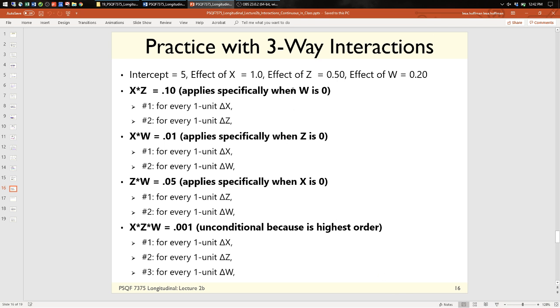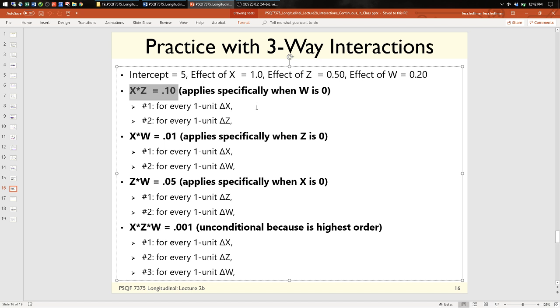So let's say that I have an intercept that's 5. I have three predictors, x, z, and w. The simple main effect of x is 1, the simple main effect of z is 0.5, and the simple main effect of w is 0.2. If I tell you that the model has an x by z interaction of 0.1, what that means is that the two-way interaction is conditional on the third variable being 0. So it is specific to the zero value of the third variable, w.